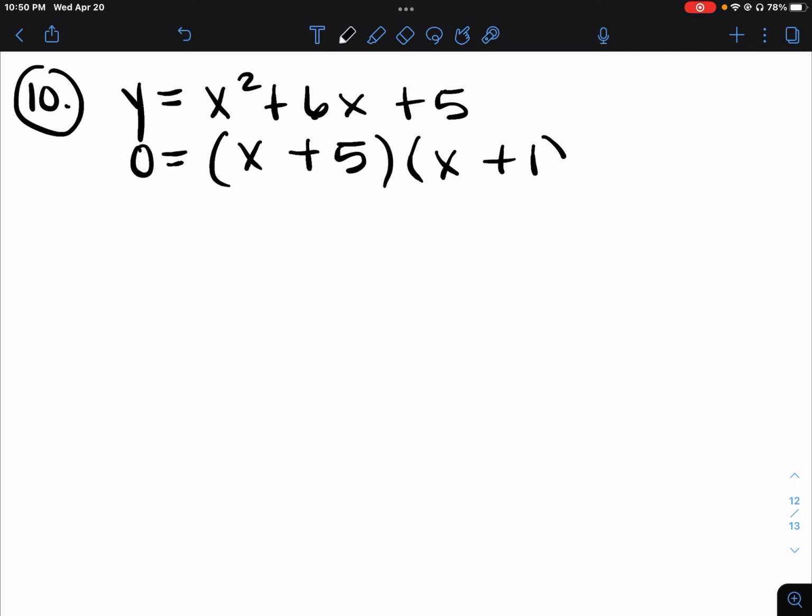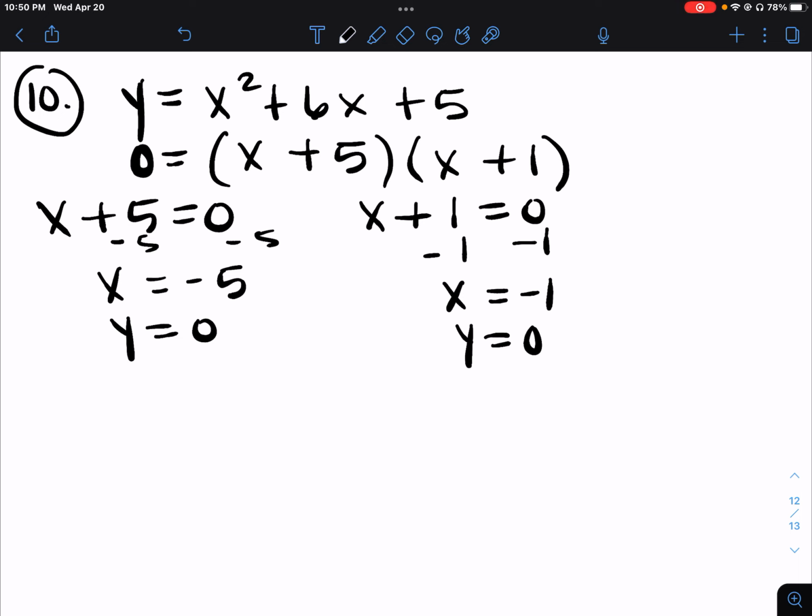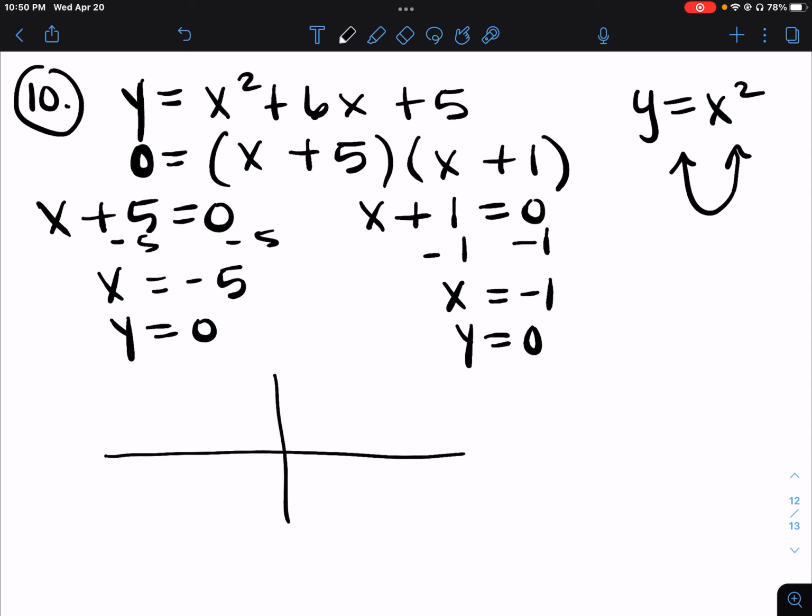Okay, so that means we have 2 points. Remember, y equals x squared. A positive one is a u. Okay, so my points are -5, y is 0. When x is -1, y is 0. It's a U shape, so it'll look like this.